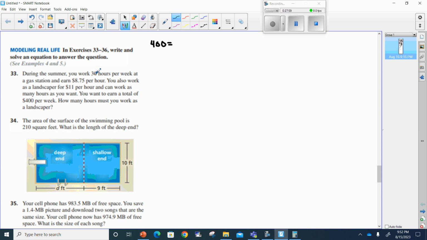And let's see, 30 hours per week. So remember, we're trying to see how many hours you have to work in a week, right? So you want to make 400 a week. So there's 30 hours for 8.75. So this would be 30 times 8.75. And now the money that you earn as a landscaper is $11 an hour. So we're going to add 11, and we'll just say H means hours. We don't know how many hours you have to do because that's what we're looking for. All right, then we're going to solve it.